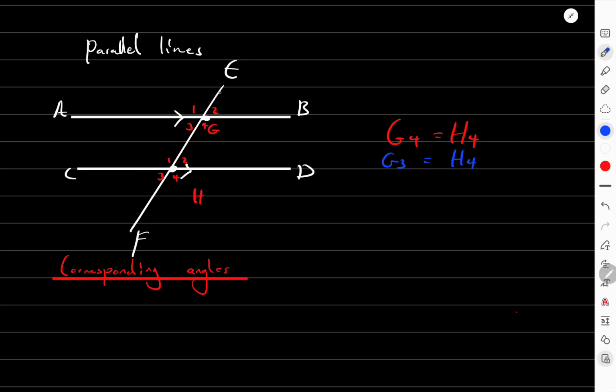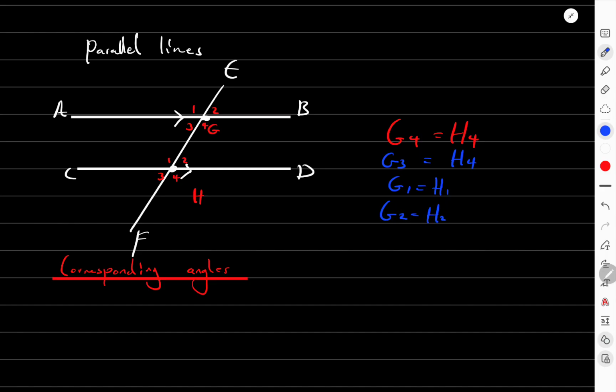Another way to form my shape, I can also form it like this, whereby the angle that is found here, which is H1, and the angle that is found here, which is G1, are the same. Therefore, G1 is the same as H1. Lastly, I can form my shape like this, whereby G2 and H2 are in corresponding sides. Therefore, G2 is the same as H2. That is what corresponding angles means.